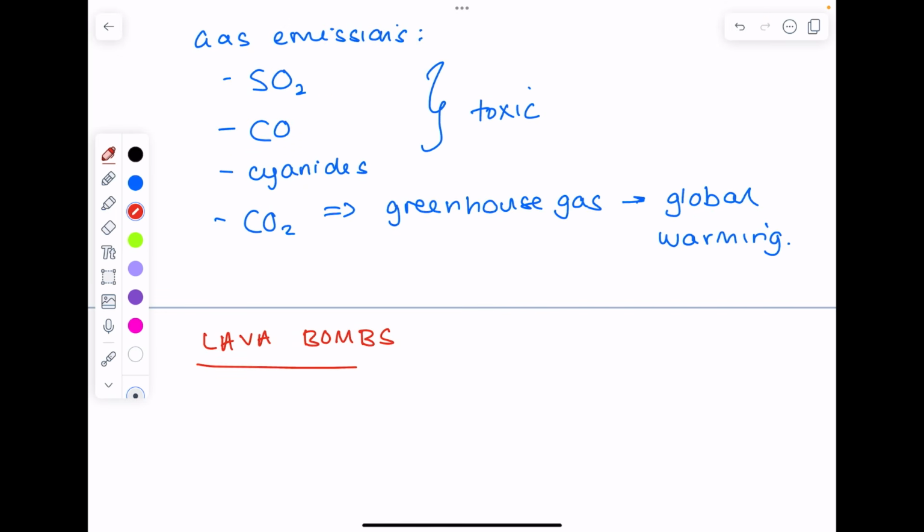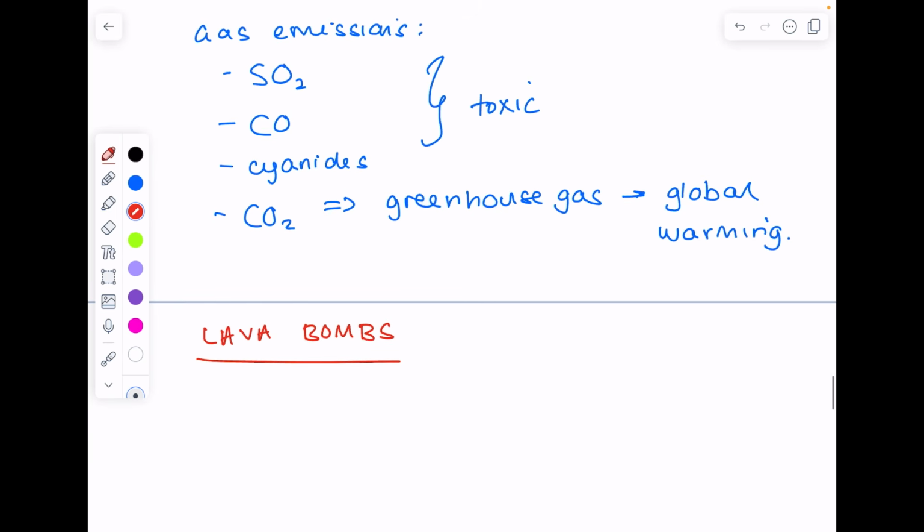What about lava bombs? Now, these are terrifying things. Due to the buildup of pressure, large boulders of lava may be emitted at high speed, causing severe injury and death to any animals or humans caught in their path.